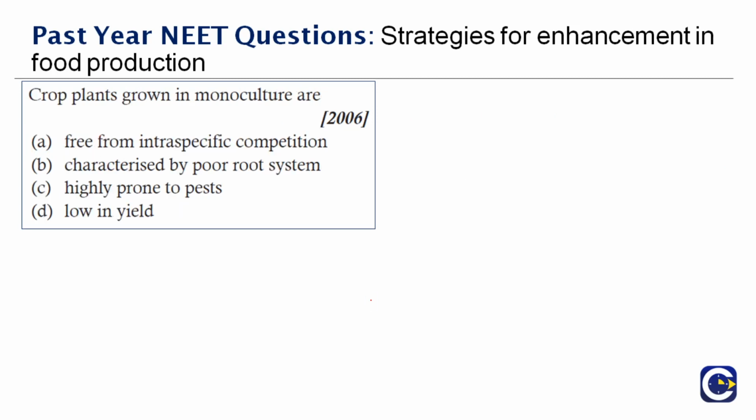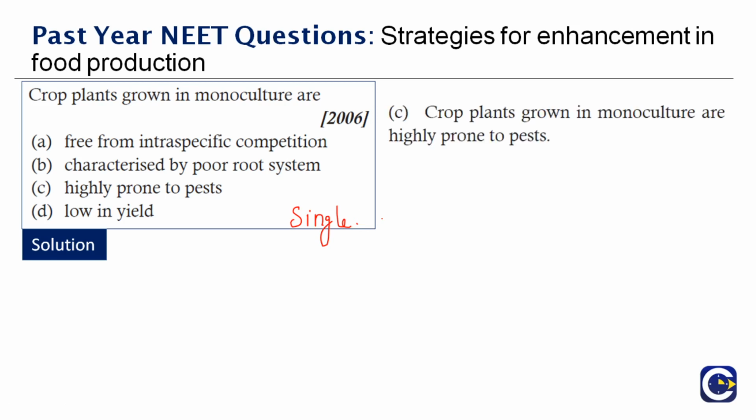Okay, next question here. Crop plants grown in monoculture are dash. So what do you mean by mono? Mono means single. Now I think you'll be able to answer. See, when crops are grown in monoculture, they are highly prone to pests because they are not drought resistant, right? That is the main reason here. Therefore the right answer to this question is option C, highly prone to pests.